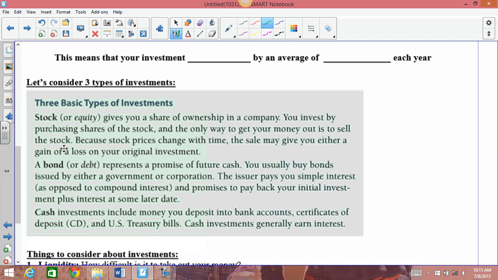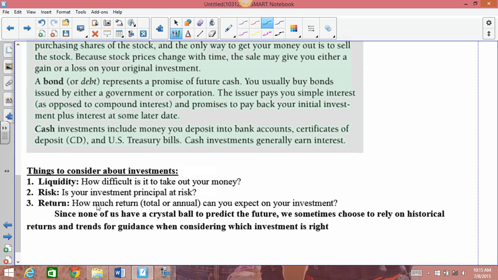But once that company has something happen to it negatively, then the value of your stock can dwindle. So bonds and cash investments are also other types of investments. Whenever you're trying to consider what kind of investment to take part in, there are 3 things to take into account. And the first is the liquidity of it. How difficult is it for you to get to your money?